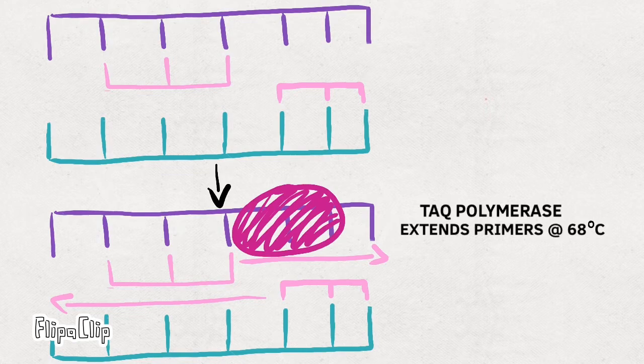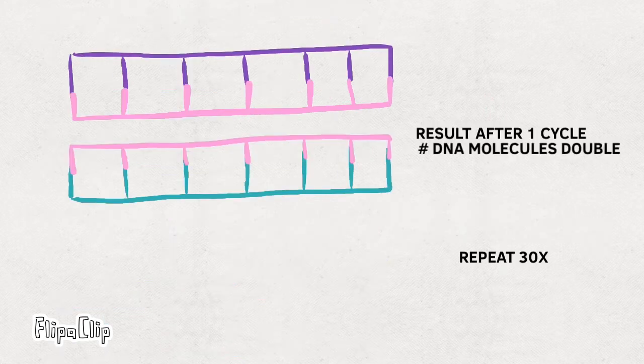After the final extension is finished, one cycle is completed and we repeat this entire process around 30 times. The polymerase chain reaction gets its name partially from the Taq polymerase used for primer extension, as well as from the chain of specific DNA fragments that is made during the thermocycling process.